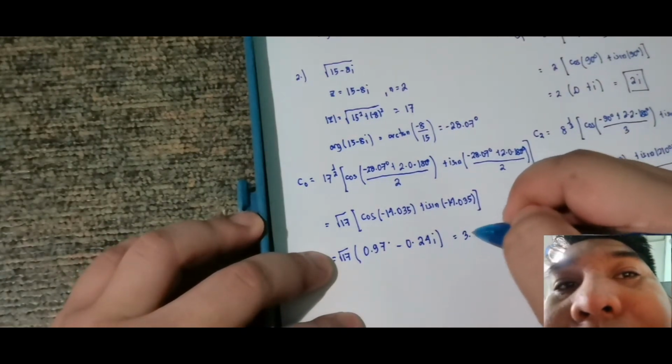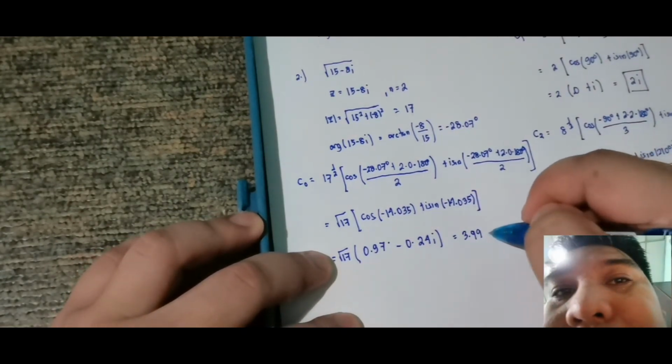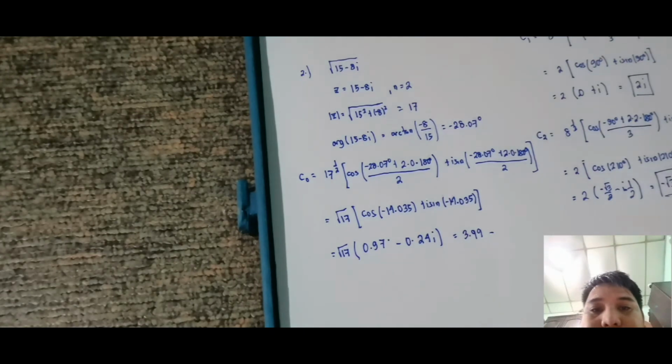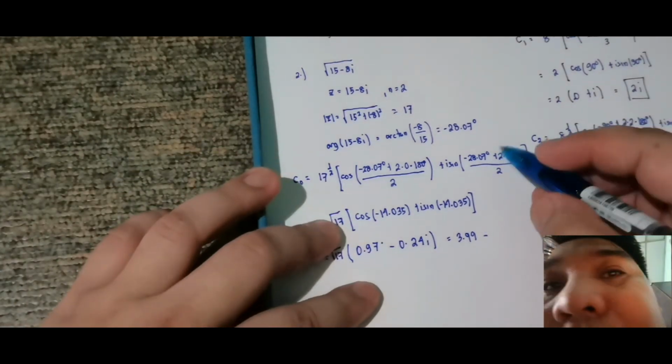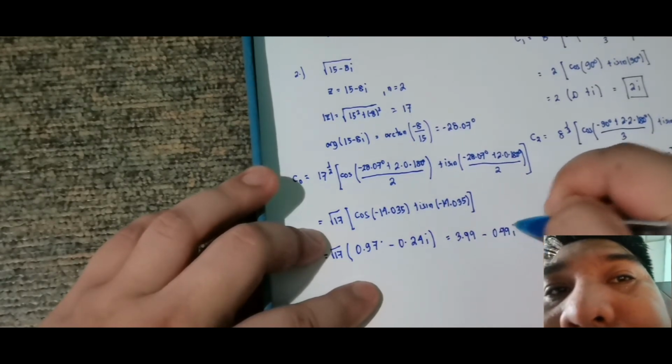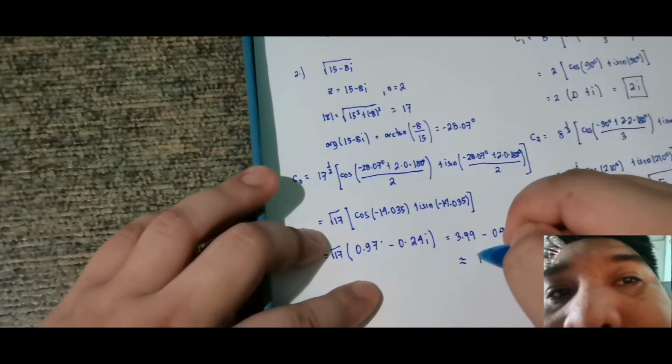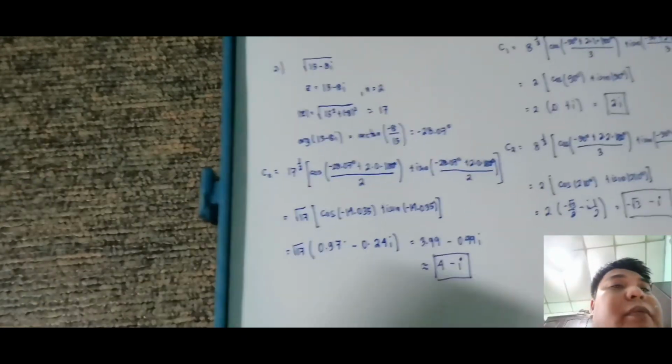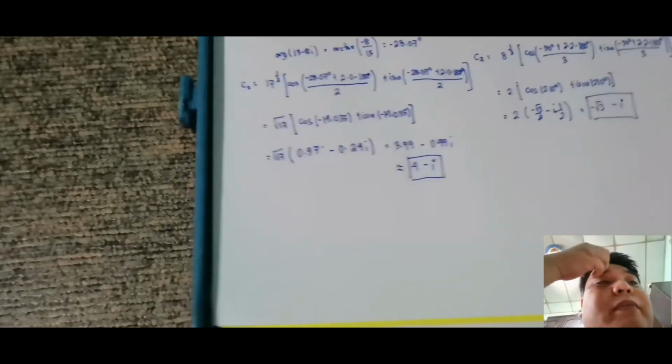This is 3.99. So minus 0.24 times square root of 17, that is 0.99 din. So that is negative 0.99 i, or approximately this is 4 minus i. Okay, so nakuha natin. Okay, so next is yung C sub 1.